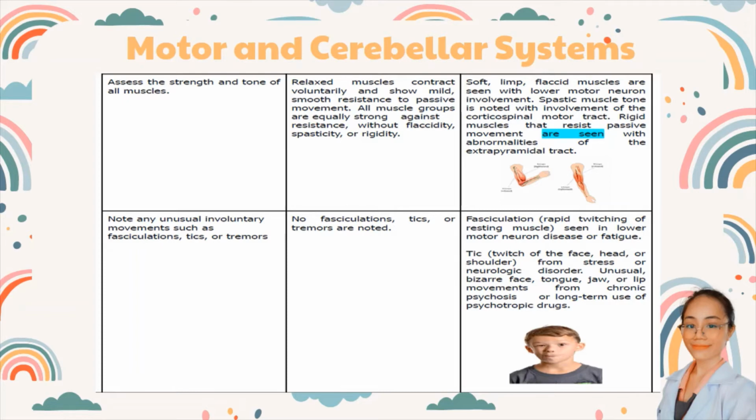And the abnormal findings would be, yes, the fasciculations, which is the rapid twitching of the resting muscles and seen in lower motor neuron diseases or fatigue. Tic is the twitching of the face, head, or the shoulders from the stress of neurologic disorders. Unusual bizarre face, tongue, jaw, or lip movements from chronic psychosis or long-term use of psychotropic drugs.